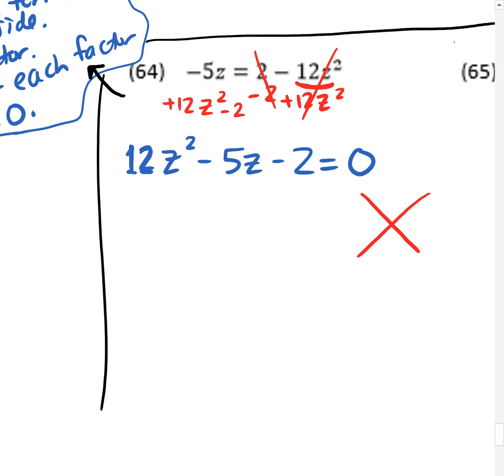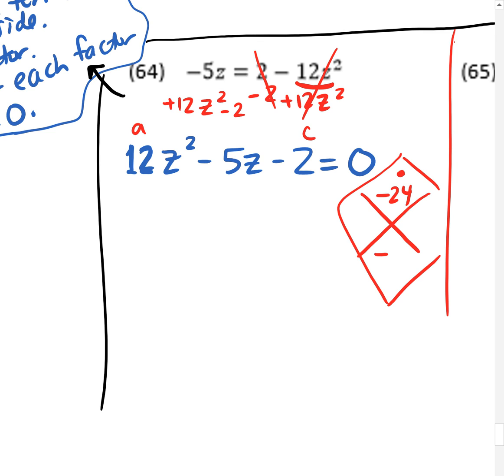So I have to do, what's a times c? A is 12 and c is negative 2. 12 times negative 2 is negative 24. So you want to know what multiplies to negative 24 but adds up to the middle number. Let's see, what multiplies to negative 24 but adds up to negative 5? Negative 8 and 3. Well, those are the guys, okay.